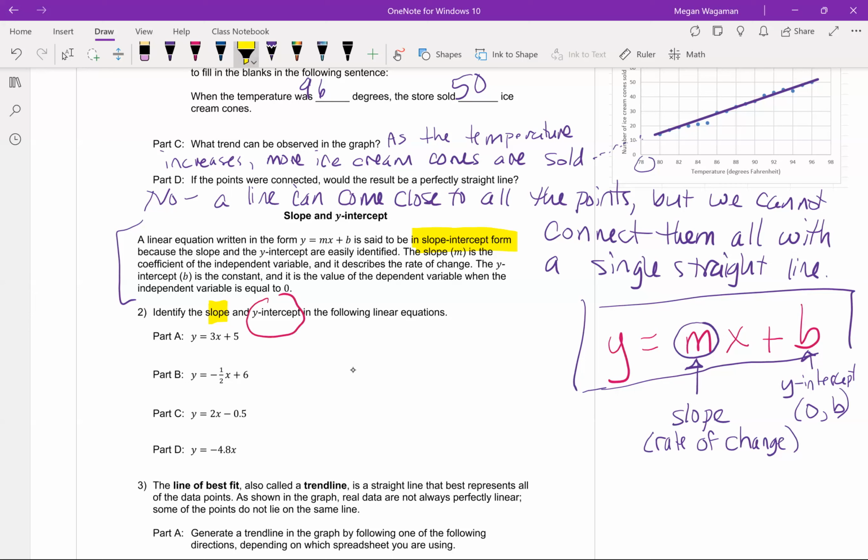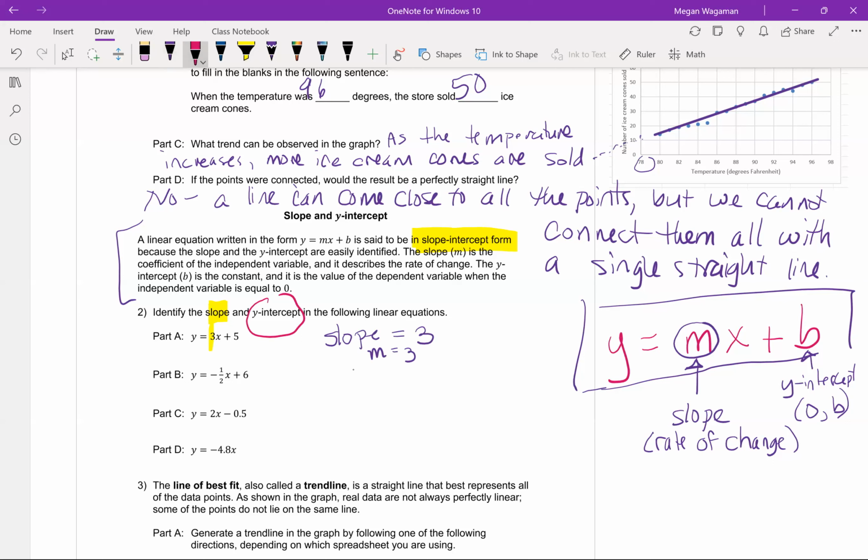So part A, slope is the coefficient of the independent variable. So in this case, the slope is equal to 3. Slope has that symbol m, so it's also fine with me if you just wrote m is equal to 3.